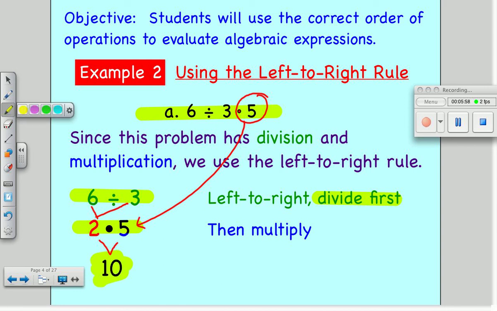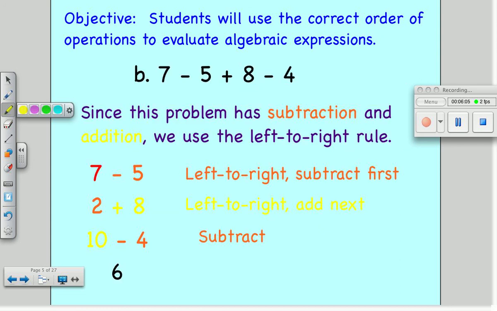On the next screen, I want you to write B, 7 minus 5, plus 8 minus 4. So here I have subtraction, addition, subtraction. Well, addition and subtraction are of equal importance, so again, you're going to work this problem left to right. So we're going to do what's on the left first. Okay, so 7 minus 5 comes first, and that's subtract first. What is 7 minus 5? Well, that's what that 2 came from. 7 minus 5 is 2.